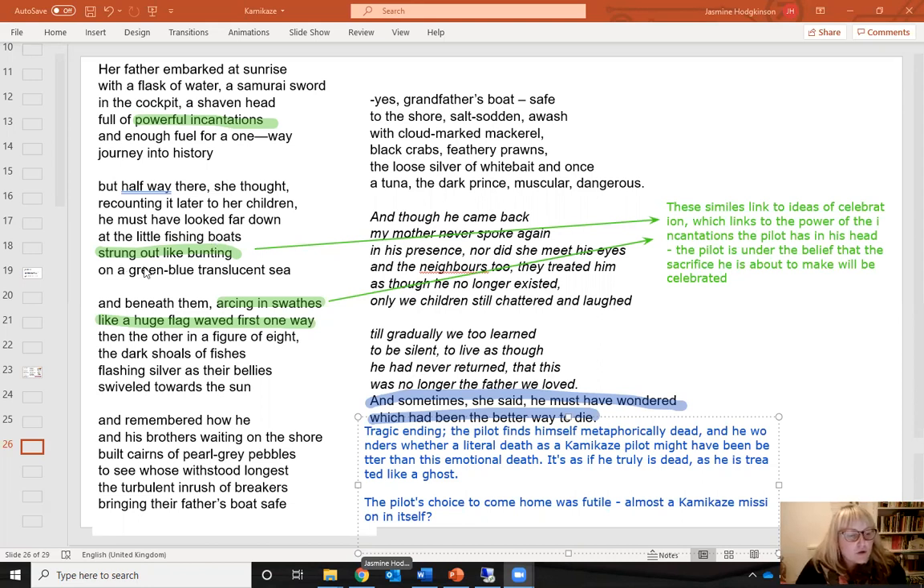And then it continues, "on a green blue translucent sea, and beneath them, arcing in swathes like a huge flag waved first one way and then the other in a figure of 8." We've got another simile there to describe the fishes. The dark shoals of fishes are being described as arcing in swathes, like a huge flag being waved, another symbol of celebration. And looking at my annotations over here, these similes link to ideas of celebration, which links to the power of the incantations the pilot has in his head.